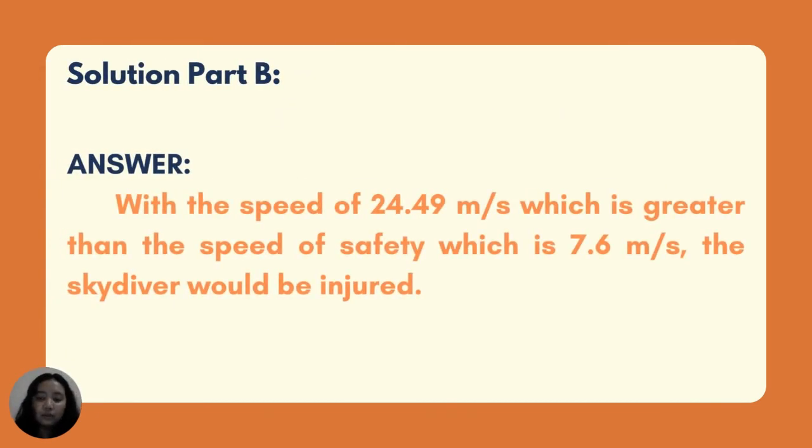Next, let us head on to part B. With a speed of 24.49 meters per second when the skydiver lands on the ground, is he going to be injured? The answer would be yes, because the speed of 24.49 meters per second is greater than the speed of safety, which is only 7.6 meters per second.